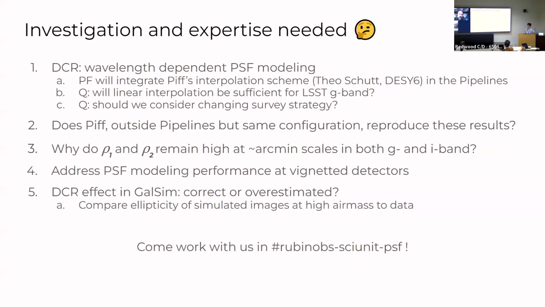The row 1 and row 2 have stronger signal that we don't really know how to explain. In the vignetting detectors, the PSF modeling for some reason is performing poorly there. And then there's been some question of whether the simulated DCR effect in GalSim is of correct magnitude or whether it's being overestimated. I think the vignetting is probably bad flat fields in the simulations or something like that.